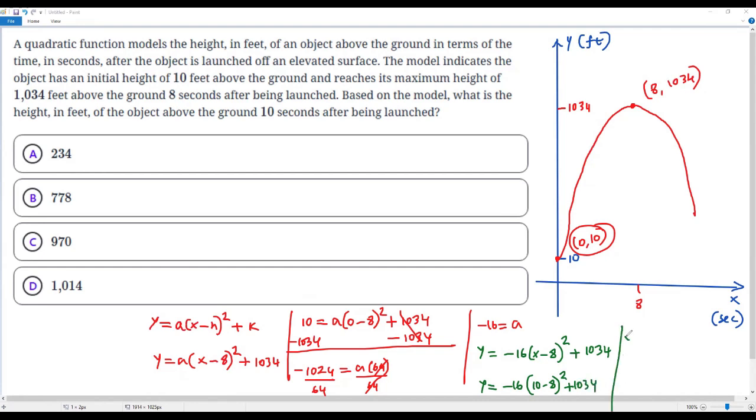Okay. Now let me do some simplification over here. 10 minus 8 is 2. The value of 2 squared is 4. 4 times negative 16 is negative 64, plus 1034. Okay, here when I combine this negative value and positive value, I get 970. That is, when the time is 10 seconds, the height reached by the object is 970 feet. We find 970 in answer choice C. The correct answer choice for this question is C.